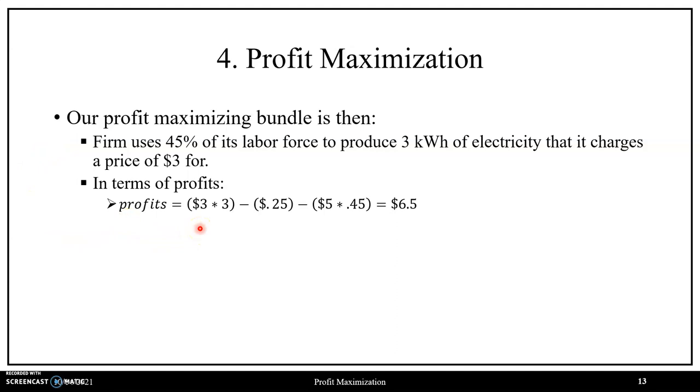Or in terms of calculating profits, total revenue is going to be the price point of $3 scaled by our output level of 3, giving us $9, minus our fixed cost of 25 cents, minus our variable cost of 45% of our labor force being used, scaled by the wage rate of $5, where taking the difference between total revenue minus variable costs and fixed costs, this then gives us a profit level of $6.50.